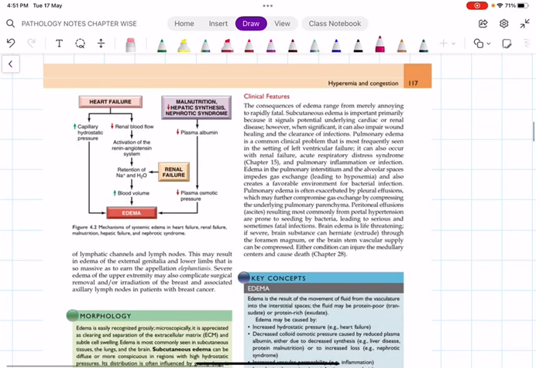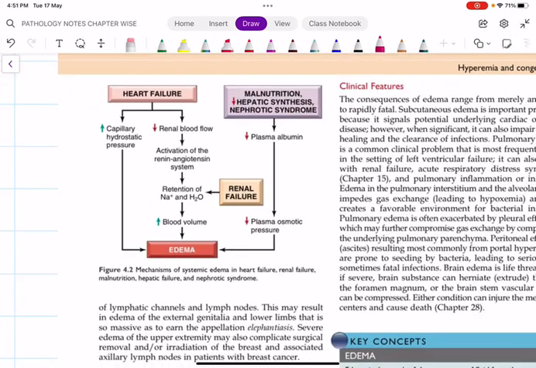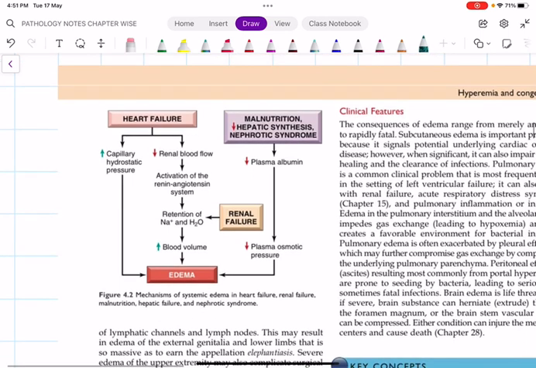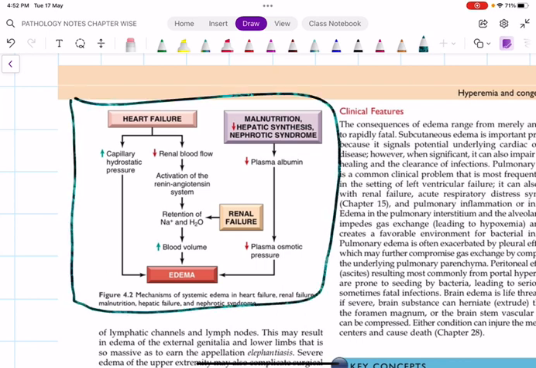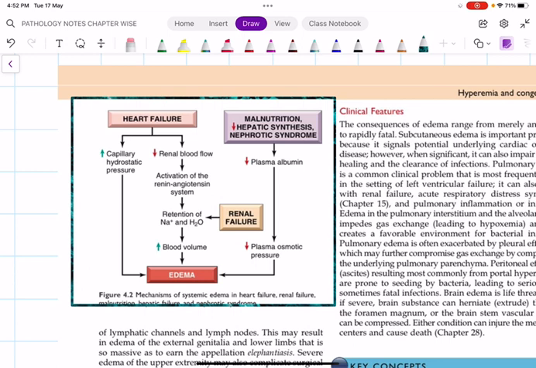Once this is done, let us see how the mechanisms in heart failure, renal failure, hepatic failure, all these conditions, how the edema occurs. Please focus on this flowchart. I'm repeating again, please focus on this flowchart. This flowchart is very important. In heart failure, what will be happening? Capillary hydrostatic pressure will be increasing, or there will be decreased renal blood flow. Both will cause activation of the renin-angiotensin mechanism, sodium and water retention. Even renal failure will have the same mechanism, which will increase the blood volume.